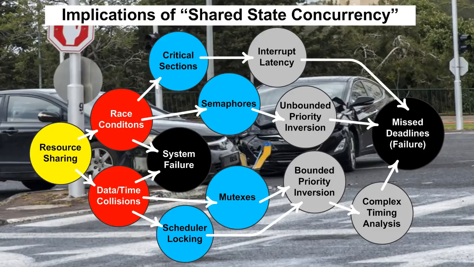The first-order ripple effects of resource sharing are race conditions and collisions in the time domain and data space. If left unprotected, these consequences lead directly to a system failure. To avoid such failures, traditional RTOSes provide an assortment of mutual exclusion mechanisms to protect the shared resources, but each of them lead to their own negative implications. Most of these second-order implications have negative impact on the real-time performance of the system and can lead to missed deadlines, which again means failure in hard real-time systems.